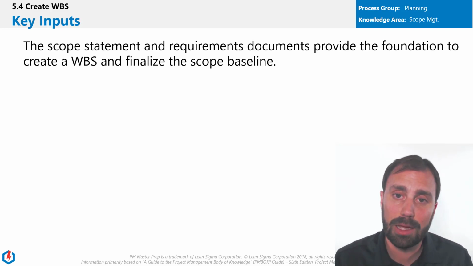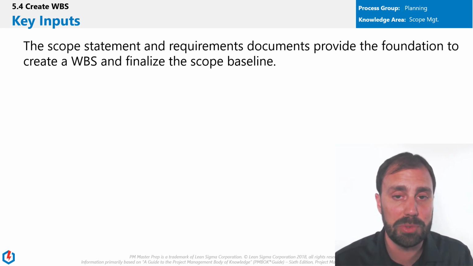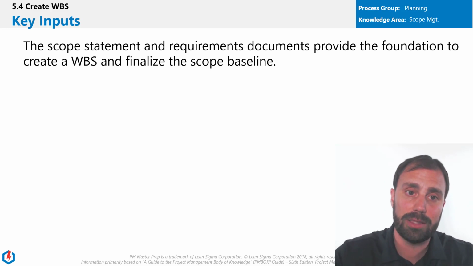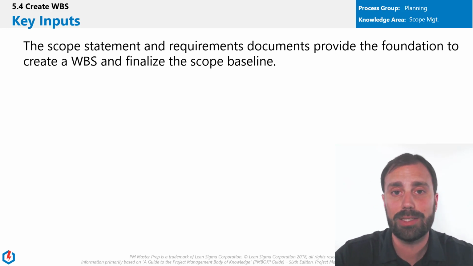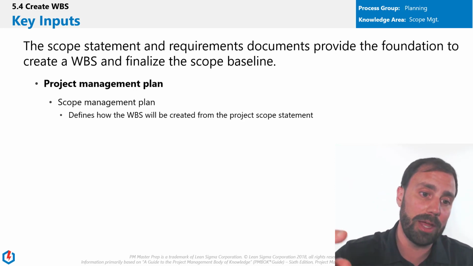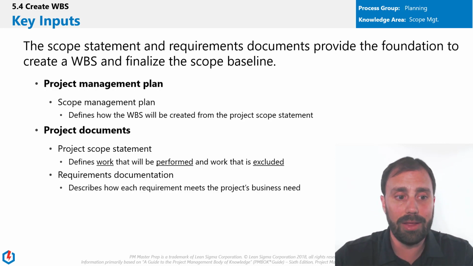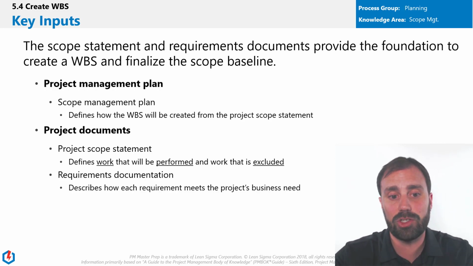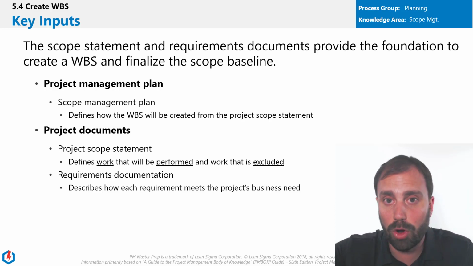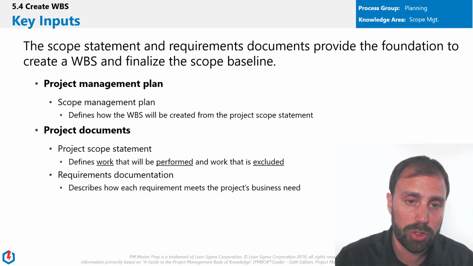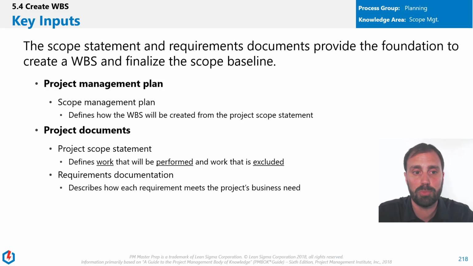Now the inputs, let's think about what we have. We know one input. Scope statement, we just created that. Requirements document, we talked about that. Those are the foundations that help create the WBS and help us get to that scope baseline. So we're going to use the scope management plan. It details how we build out that hierarchical WBS. And then also we have this scope statement. It defines the work that's going to be performed and what work is going to be excluded. All right. So the in and the out, right? And the requirement documentation describes how each requirement meets the project business need. All right. So those are the foundational inputs that we use to do this process.